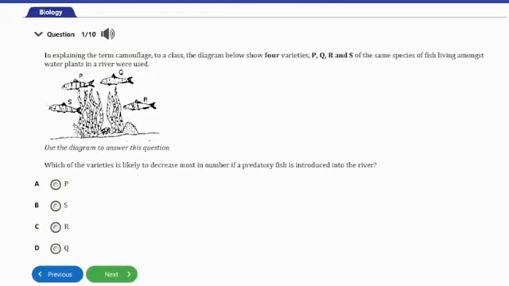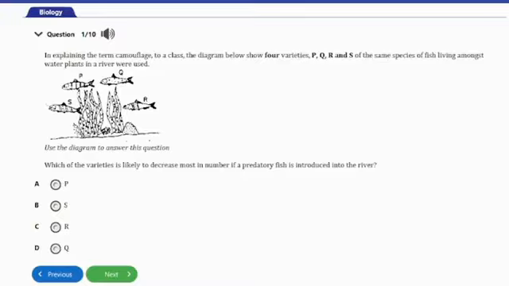It says, in explaining the term camouflage to a class, the diagram below shows 4 varieties P, Q, R, and S of the same species of fish living among water plants in a river. The question says, which of the varieties is likely to decrease most in number if a predatory fish is introduced into the river? We have A, P, B, S, C, R, and D, Q.